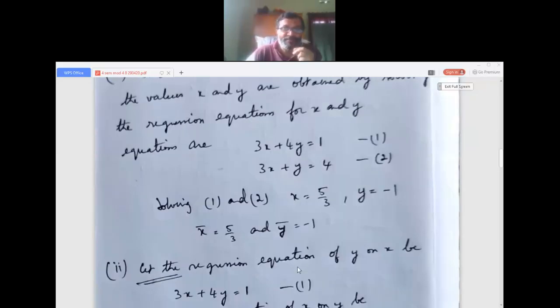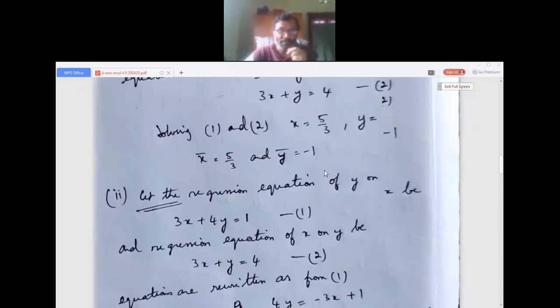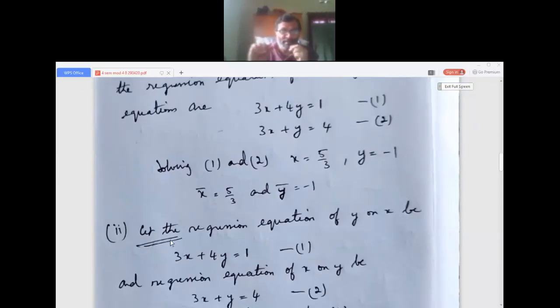To find r, the two regression lines are given. We do not know which is the regression line y on x and which is the regression line x on y. So we assume, suppose, let the regression equation of y on x be the first one. Or you can take the regression equation of x on y, anything. The answer is the same. So I take the regression equation of y on x to be 3x plus 4y equals 1.